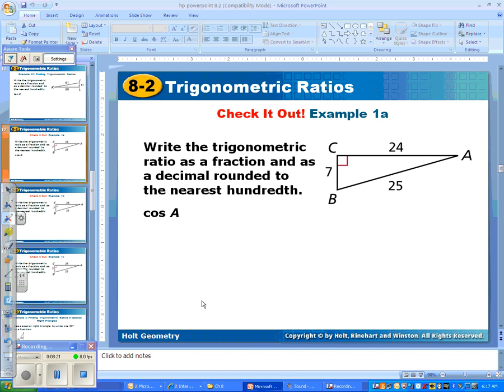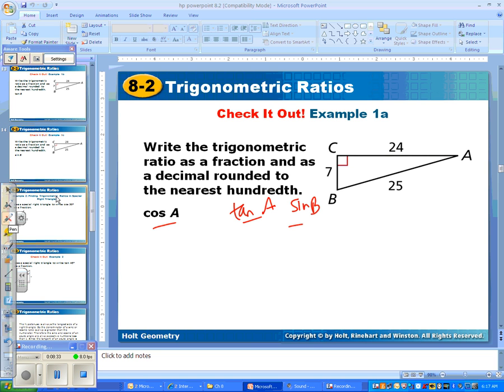Try to find cosine A. Try to find tan A. Try to find sine B. And we're going to check these in class tomorrow. Okay, so that's the first thing. Again, write down what a trig ratio is. We're going to discuss this answer in class.